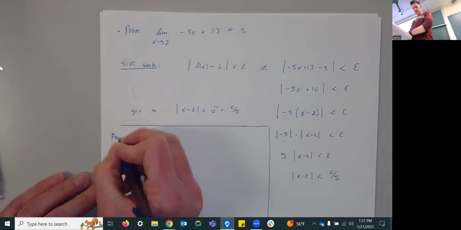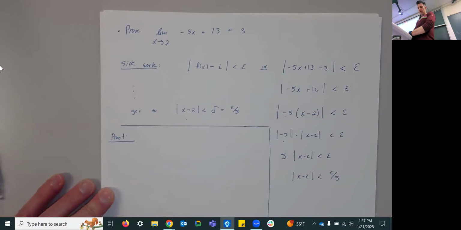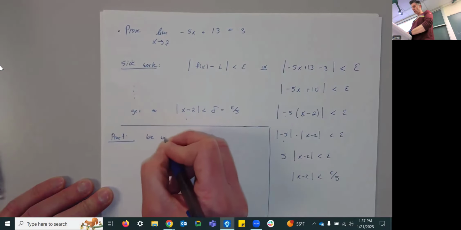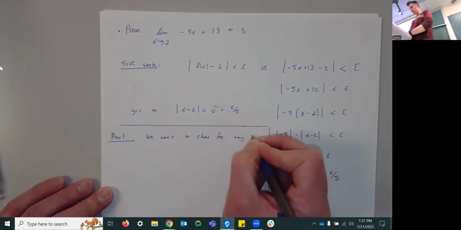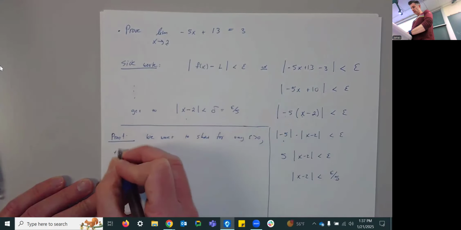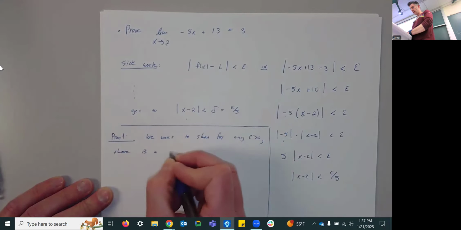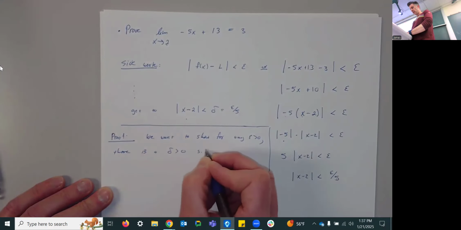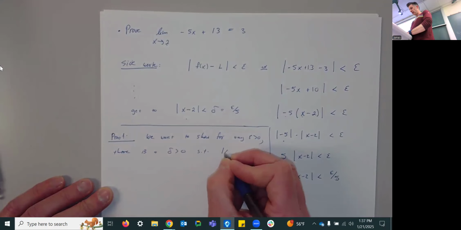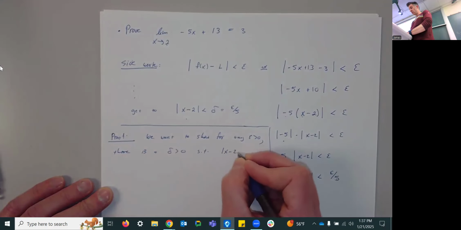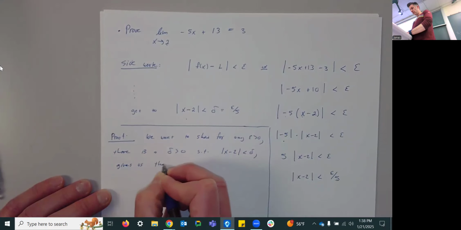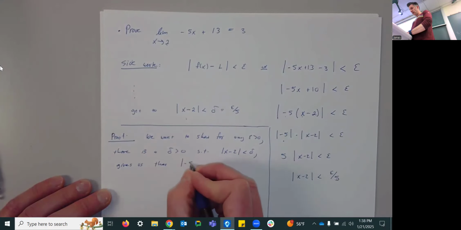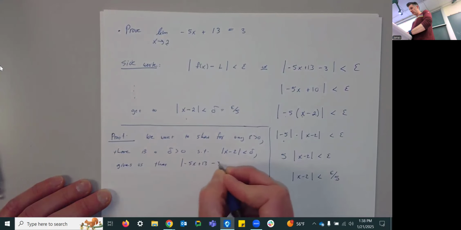So here's our proof. We want to show for any epsilon greater than 0, there exists or there is a delta greater than 0 such that the absolute value of x minus 2 less than delta gives us that the absolute value of f of x, which is negative 5x plus 13 minus 3, is less than epsilon.